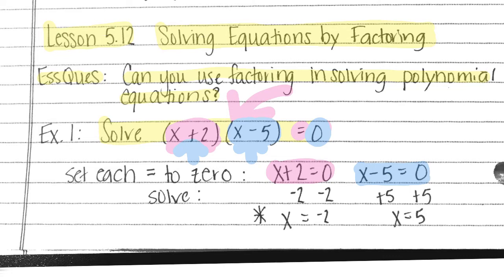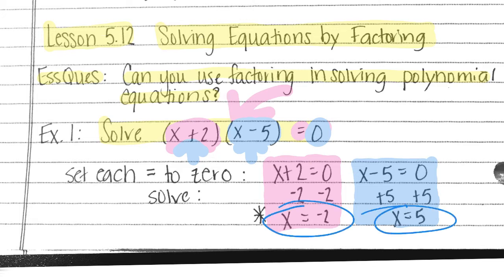So notice what we did is I just set each binomial equal to 0, and like good old school Algebra 1 solving, I subtract 2, x is equal to negative 2. So notice when x plus 2 is equal to 0, x is equal to negative 2. And when x minus 5 is equal to 0, we're going to add 5 to each side. x is equal to 5. So we have two solutions here, negative 2 and positive 5.